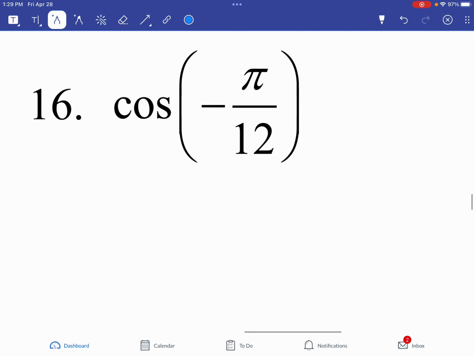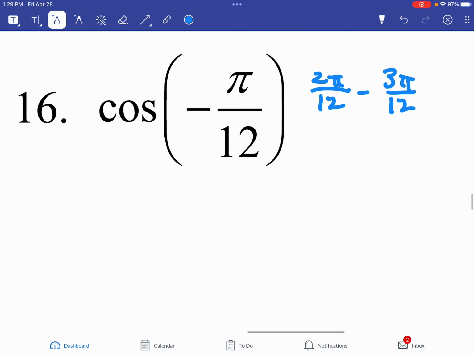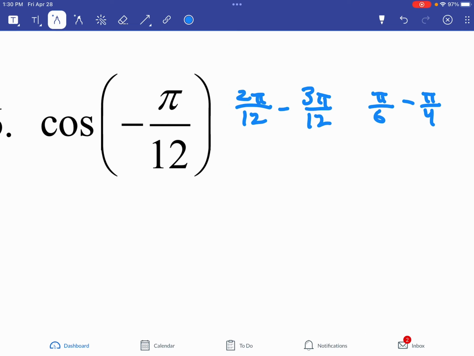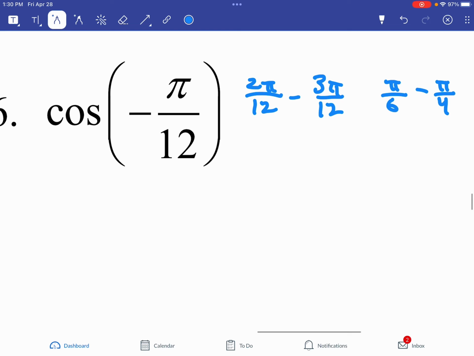So we have negative pi over 12. Well, I'm going to do the same kind of idea. I'm going to do 2 pi over 12 minus 3 pi over 12. That'll give me negative 1 over 12. If I reduce those, I'll get pi over 6 and pi over 4. I'm doing the cosine with a minus. So the cosine with a minus looks like this. Cosine of x, which is pi over 6, and then cosine y, which is pi over 4.